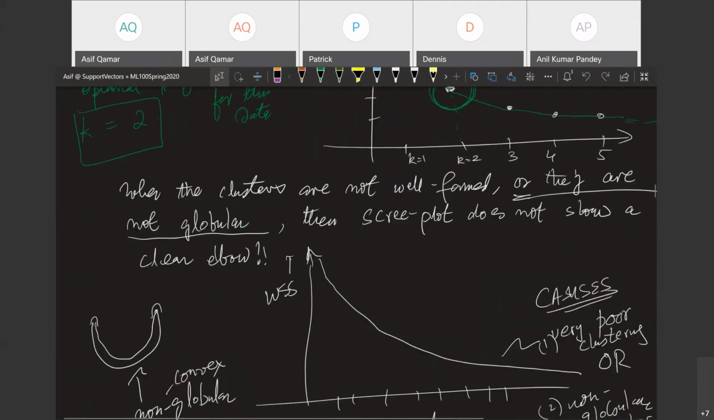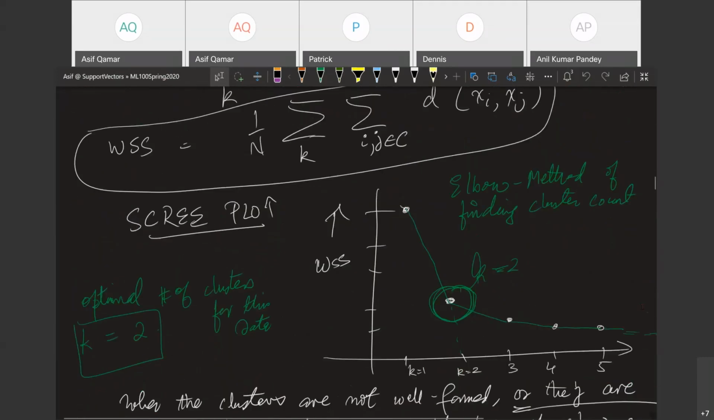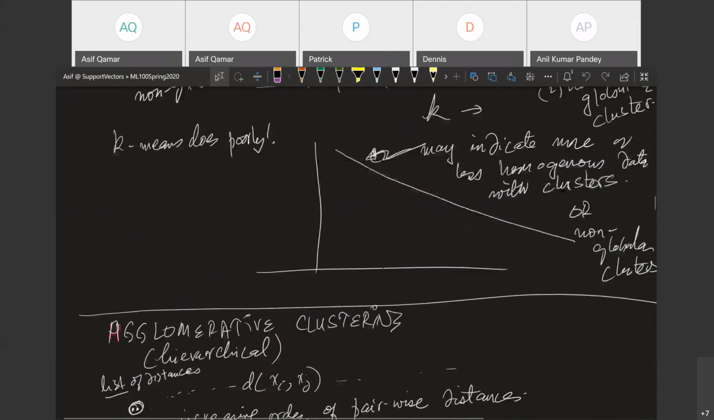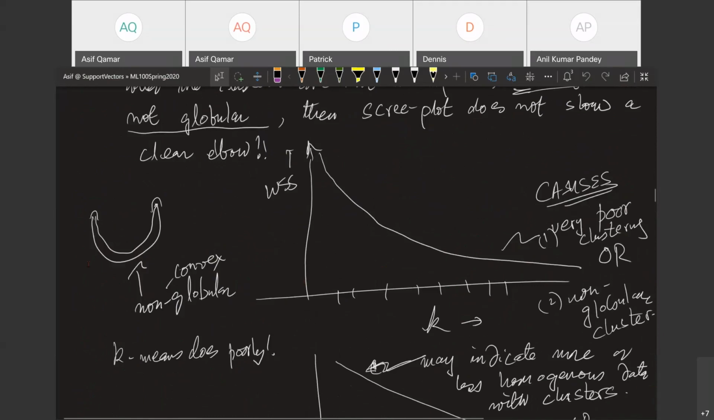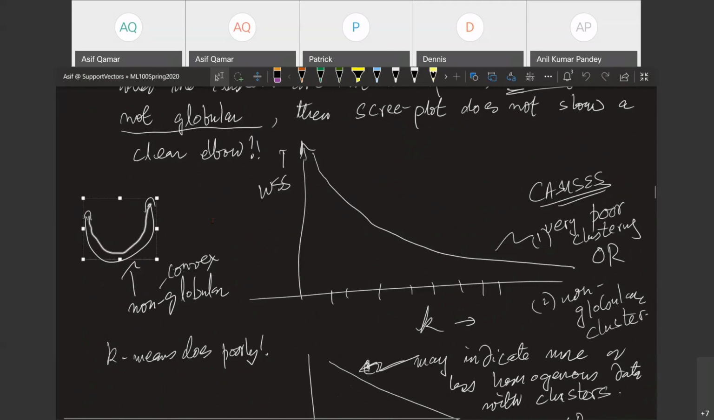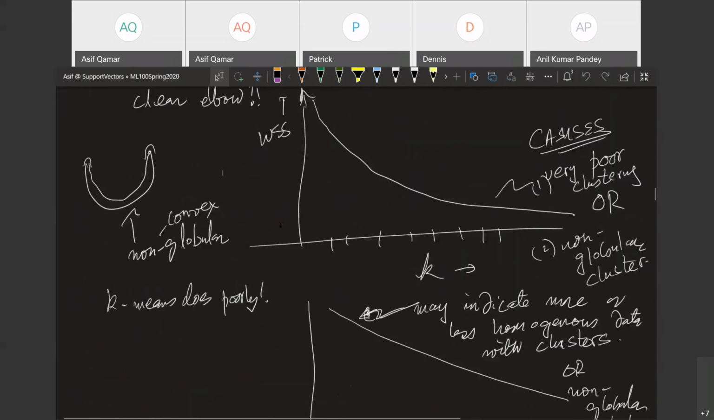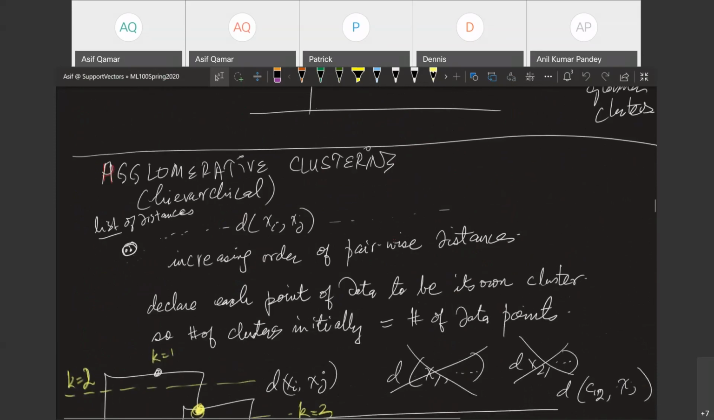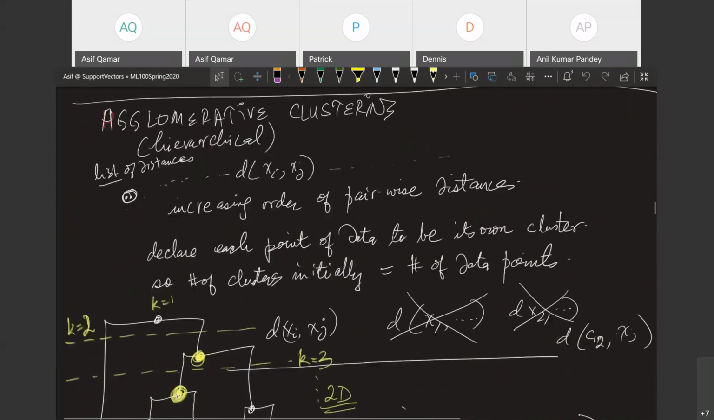With this is the scree plot that you build in order to come up with a number of clusters. Then k-means does, as I said, rather poorly when you have a concave-like shape, or any shape that is not convex. When you do have that, you may not get an elbow, right? So that is something to be aware of. Another classic algorithm is agglomerative clustering.